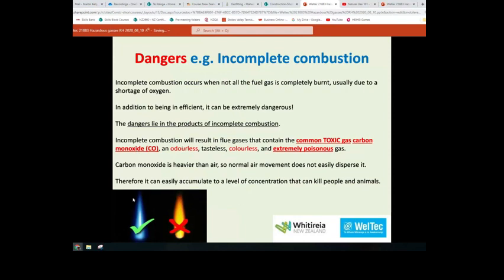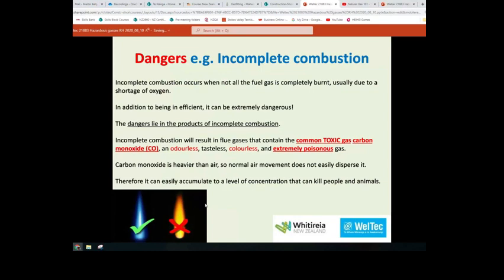Now we're going to go into a bit of depth on carbon monoxide, because that's one of the bigger topic areas in the assessment. So you have a few questions on there. Carbon monoxide is slightly heavier than air, so it's going to hang around, which is another reason it's dangerous.